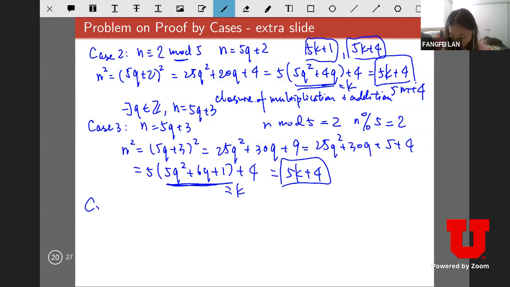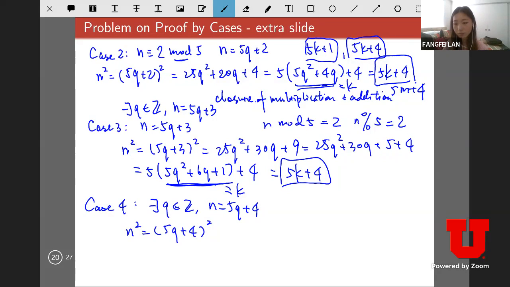And then case 4. There exists q in Z such that n is equal to 5q plus 4. Our last case, n squared is equal to (5q plus 4) squared. Any volunteers for this one?